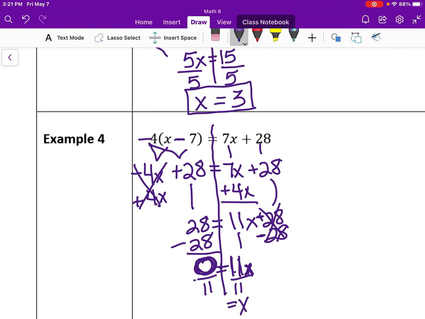because 0 divided by 11 is 0. Now, if that was the other way around, 11 divided by 0, that's undefined. You can't do that. So, in this case, we have x equals 0. It has one solution, one answer. The only number that will work in there is 0.